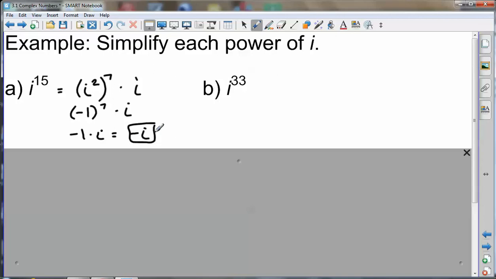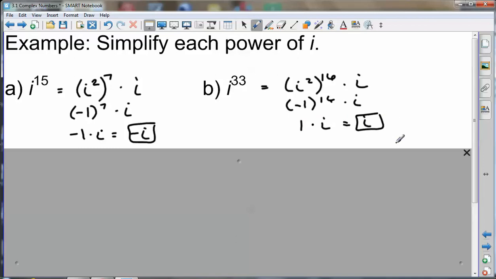So rewrite it using I squared. If I said I to the 33rd power, that would be I squared to the 16th. That accounts for 32 of them, so we have 1 left over. And negative 1 to the 16th would be a positive 1 times I is just I.